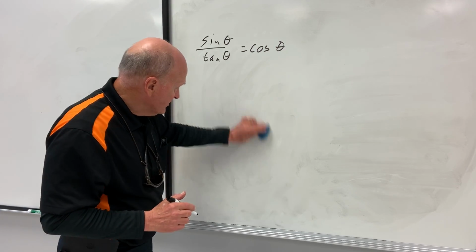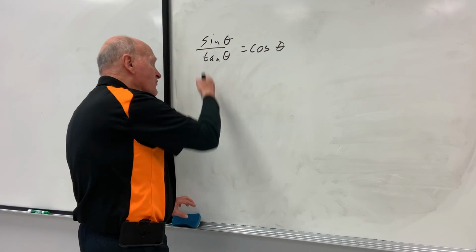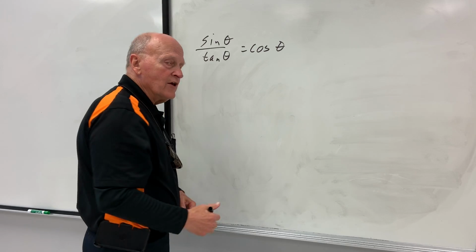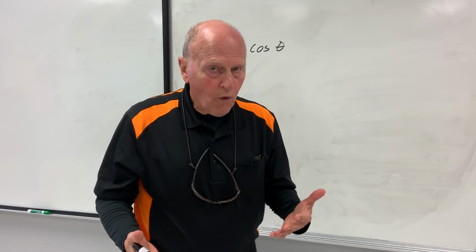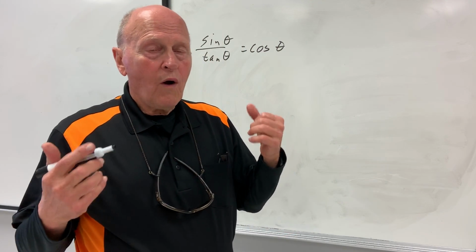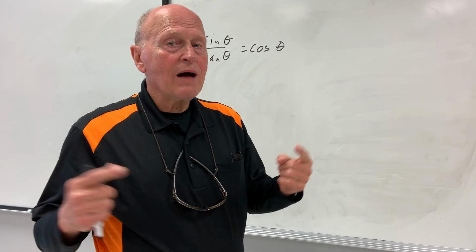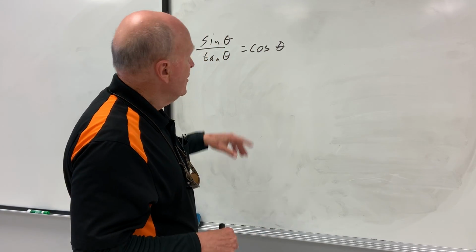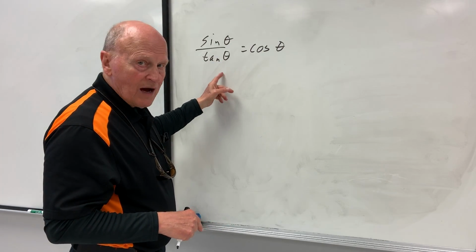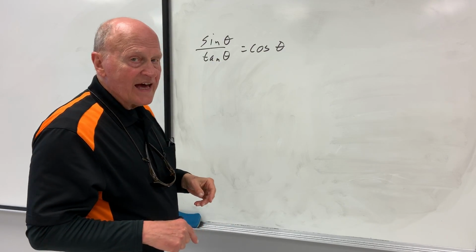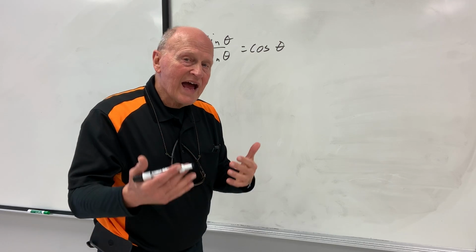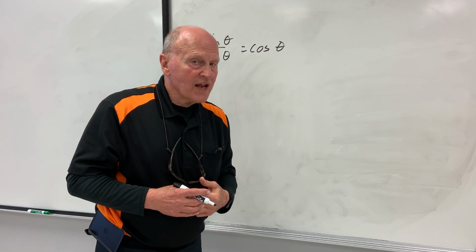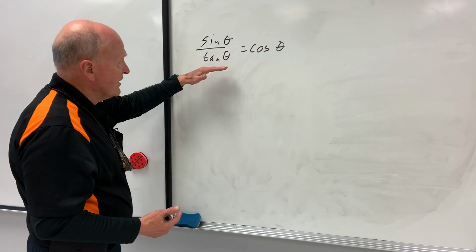So I'm going to erase this. Now we're going to work down either this side or this side. Either side will work. What we want to do is pick the most complicated side to work on and end up with the simplest side. Looks to me like this is the most complicated, so I'm going to work on the left side. Most of the time that will be the left side, but it doesn't have to be.